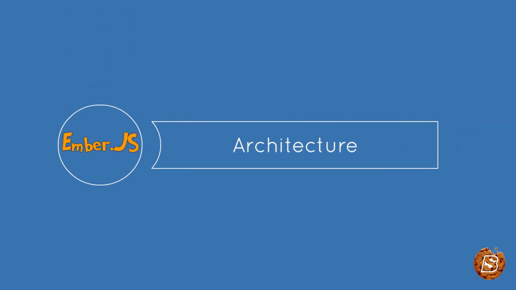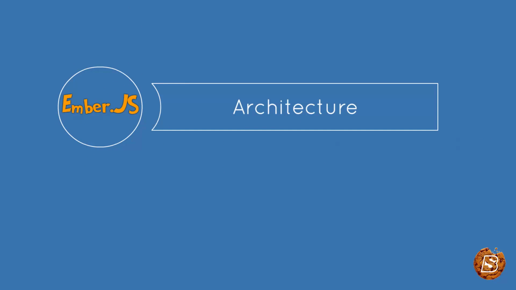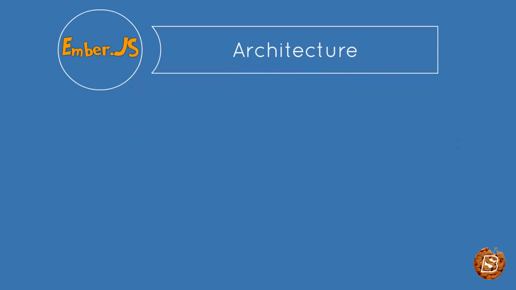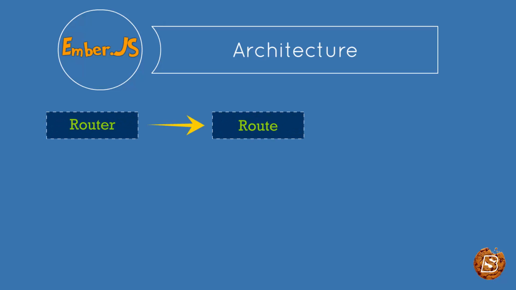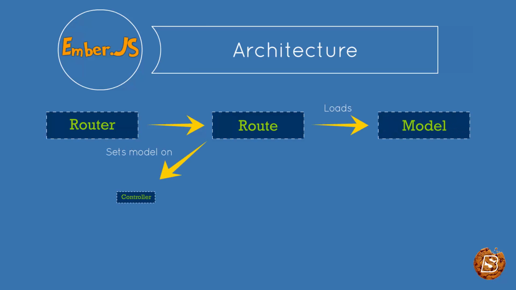In this chapter, we'll be taking a look at the EmberJS architecture and the core components that are involved in it. The first thing, whenever you make a request via browser address bar URL, that URL is then mapped to a router. The router further maps that URL to a route, and it's the route's responsibility to load associated models and then set those models on the controller.